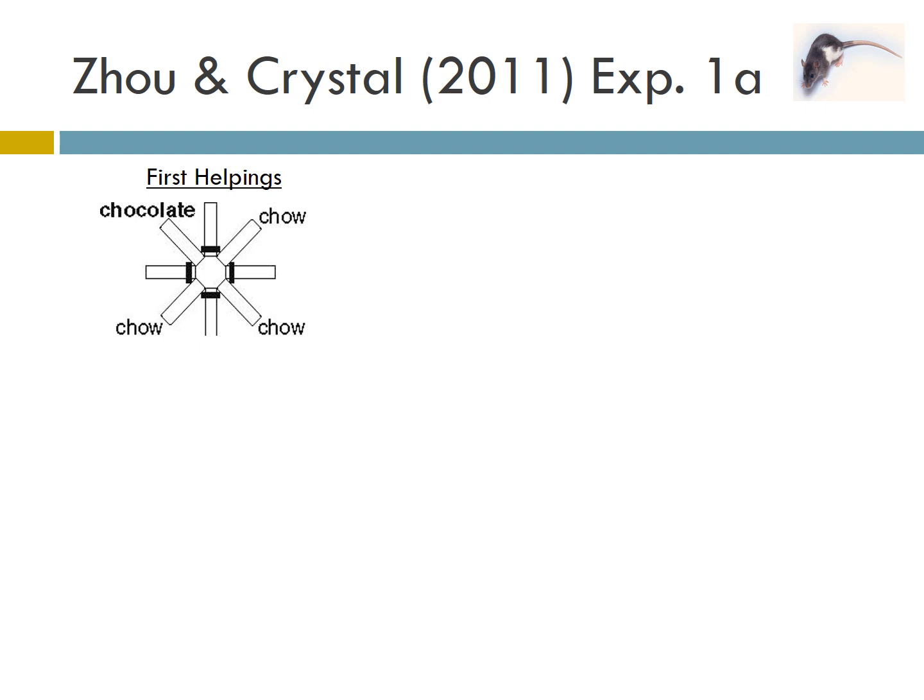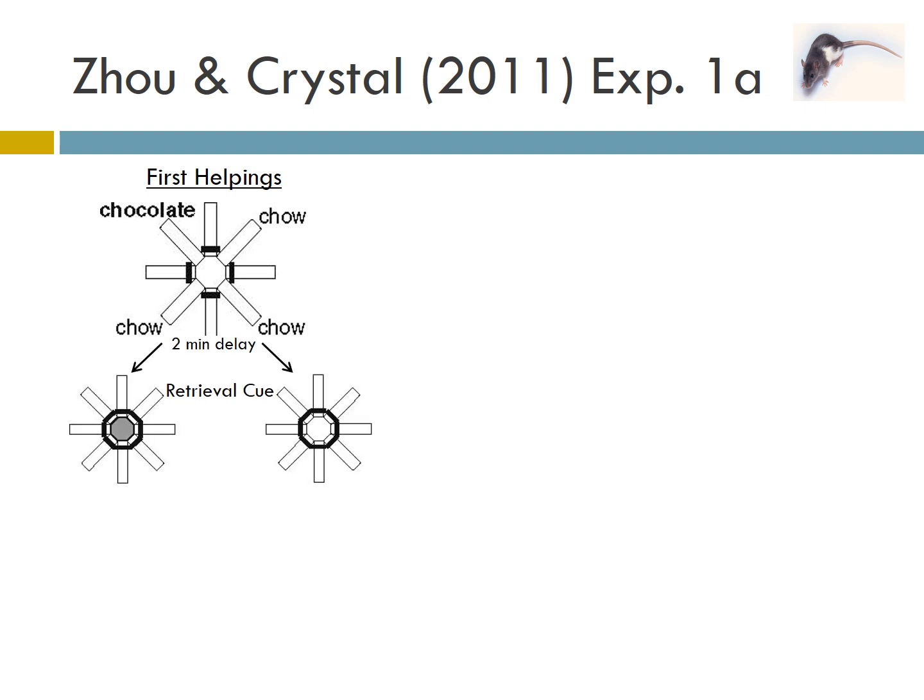So first helpings, this is what it looked like. 4 of the 8 arms were accessible. Of those 4 arms, 3 had chow and 1 had chocolate. The rat would then be taken out of the radial arm maze for a bit, in this case a 2-minute delay, and then they would be placed back in. And at this point, they would be given a retrieval cue. So for example, if the central hub here had chocolate pellets in it, that was a signal to the rat that the chocolate arm was going to replenish.